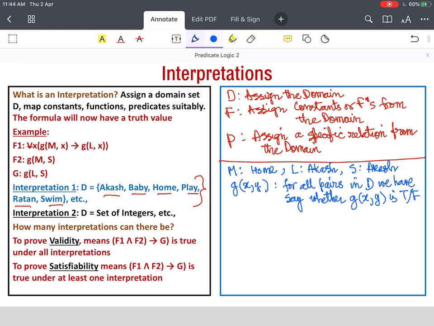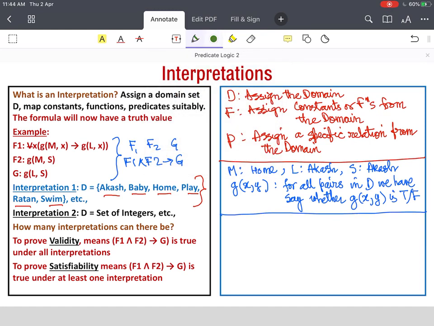pairs, where we have to choose 2 at a time from them, we can even choose Akash as one. So we have to choose all pairs of whatever we have, and based on that we have to give truth. Now once we have given truth, then we will check whether this formula F1 holds, whether F2 holds, whether G holds, and whether F1 and F2 implies G holds. So this is one interpretation that we have.